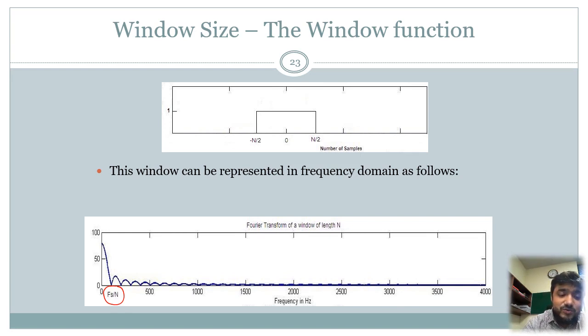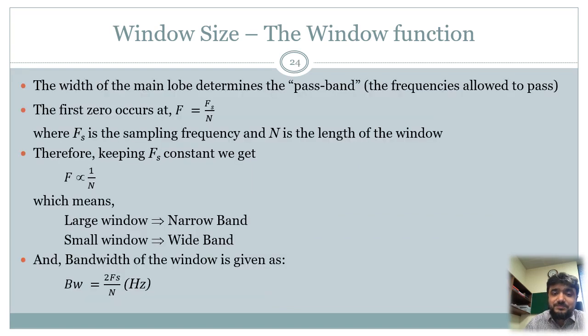यानी इसकी जो width of the main lobe होगी वो भी आप यहाँ से determine कर सकते हैं, इसकी bandwidth वहाँ से determine कर सकते हैं pass band की. So the width of the main lobe determines the pass band, the frequency is allowed to pass. The first zero occurs at f is equal to fs over n, where fs is the sampling frequency and n is the length of the window.